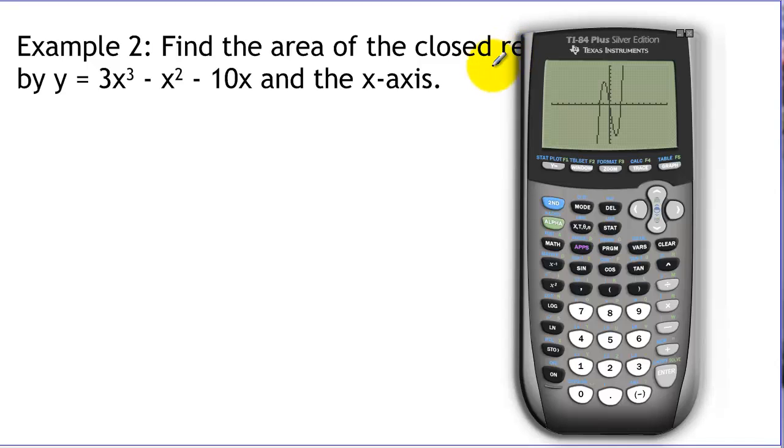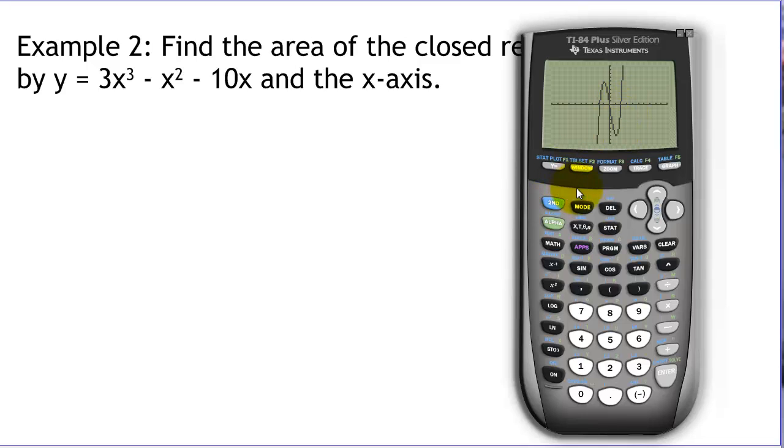Now we're bounded by this function and the x-axis, so the closed region is this bump here. So it's closed in, and here's closed in. Up here, that's not closed in because it goes up to infinity. Over here, it's not enclosed. It's not enclosed here, not enclosed in these areas. So we have this area here.